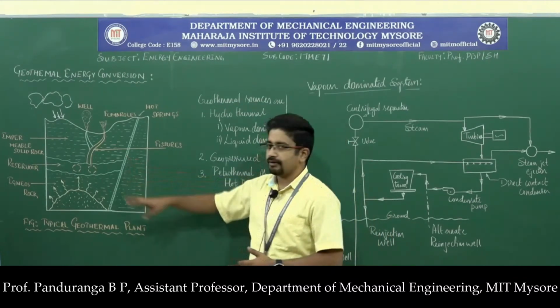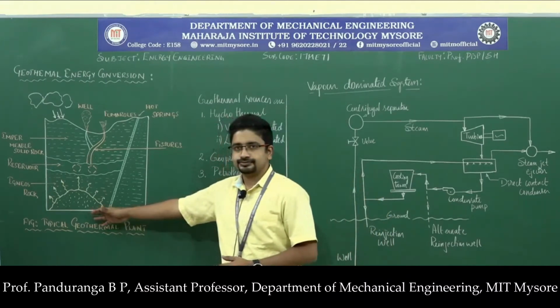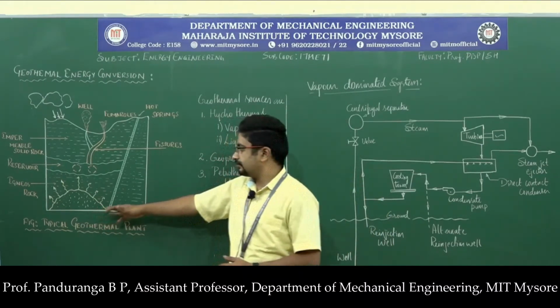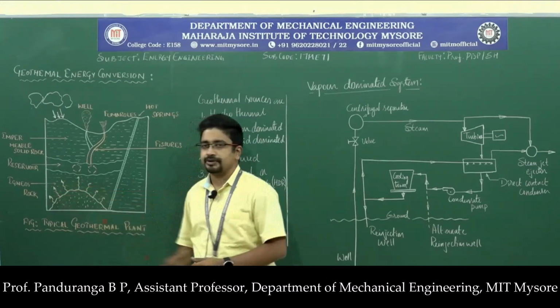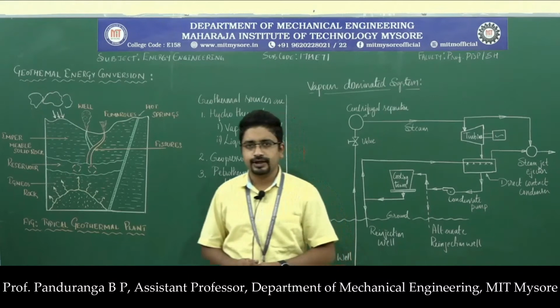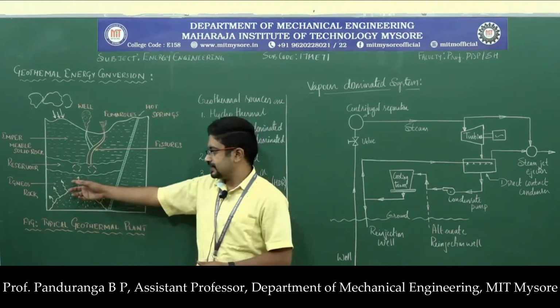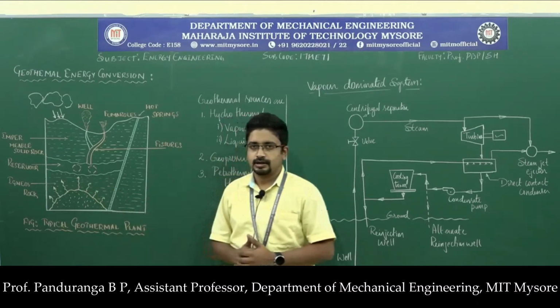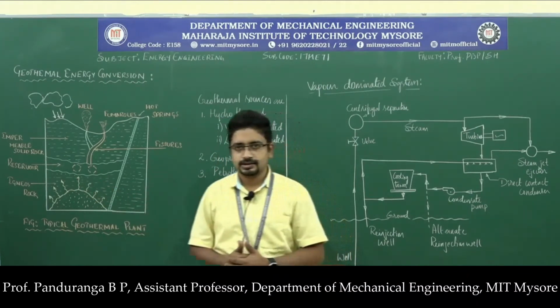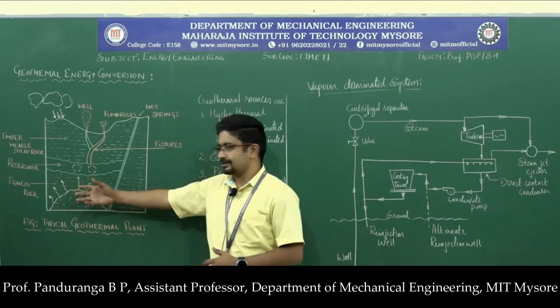So here we have a cross section. Here we have the core of the earth, and just above that we have the igneous rock. The core of the earth will be very hot, and the heat will be supplied to the igneous rock. Rocks are very bad conductors, so it takes a longer duration to heat the igneous rock.